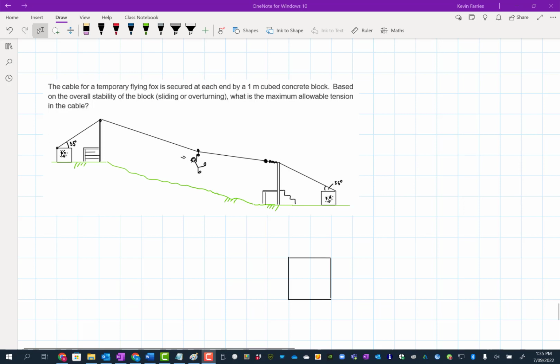And it's secured at each end by a 1 meter cubed concrete block. So it's got all sides 1 meter. Based on the overall stability of the block, sliding or overturning, what's the maximum allowable tension in the cable?